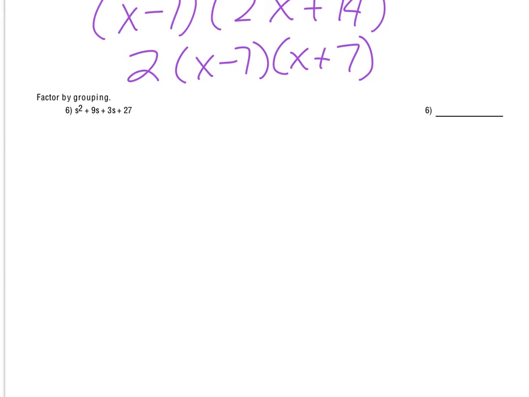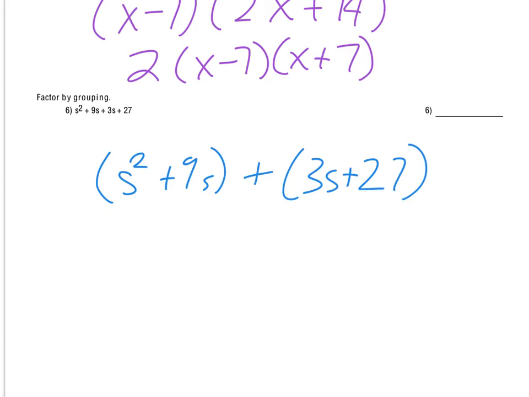For number 6, the directions say it right there, factor by grouping. So when we have 4 terms like that, what we want to do is group the first 2 generally. We can change that if we want or need to. We'll group the first 2 and we will group the second 2.